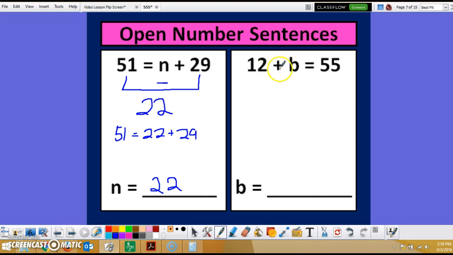Here's the other example. 12 plus b equals 55. Again, take what you know, that's 12 and 55, and do the opposite or inverse operation. So I'm going to take my larger number 55, and instead of adding, I am going to subtract 12. 5 minus 2 is 3, 5 minus 1 is 4, and the equation's variable is equal to 43, because 12 plus 43 would get me 55.